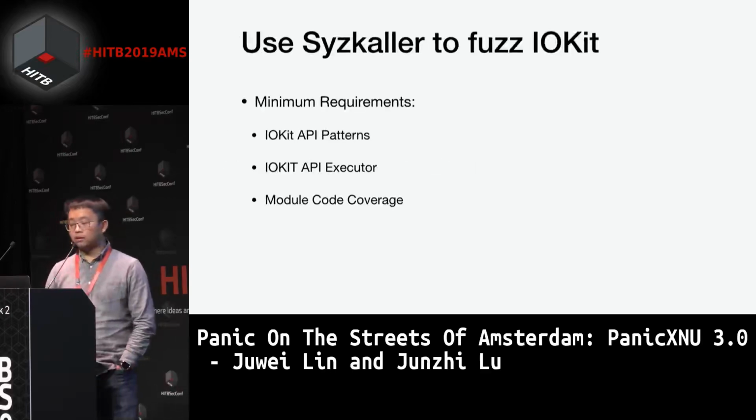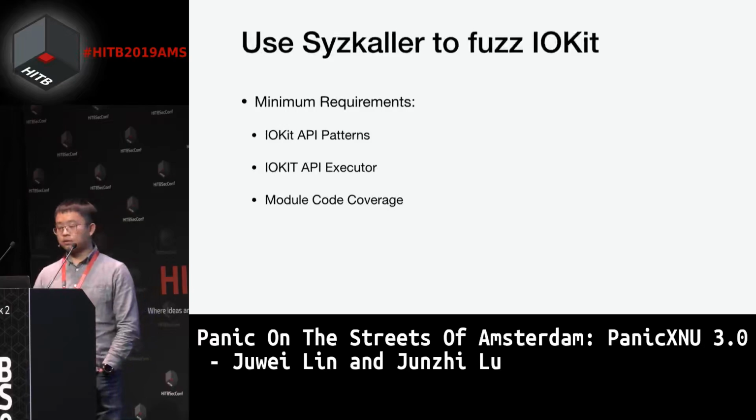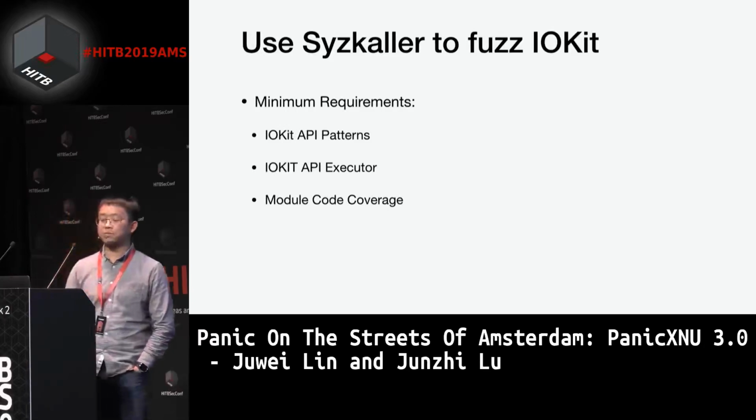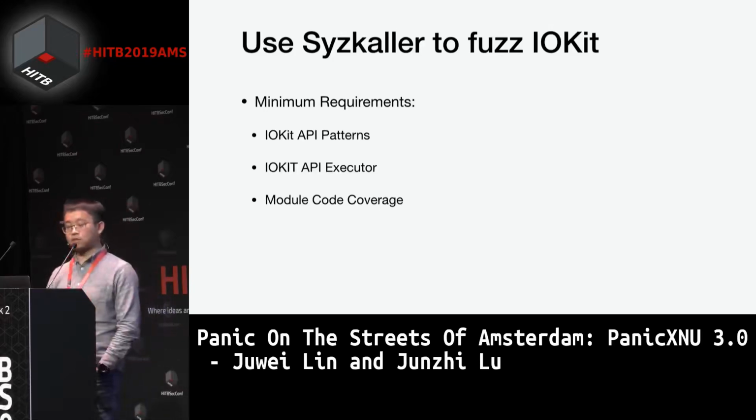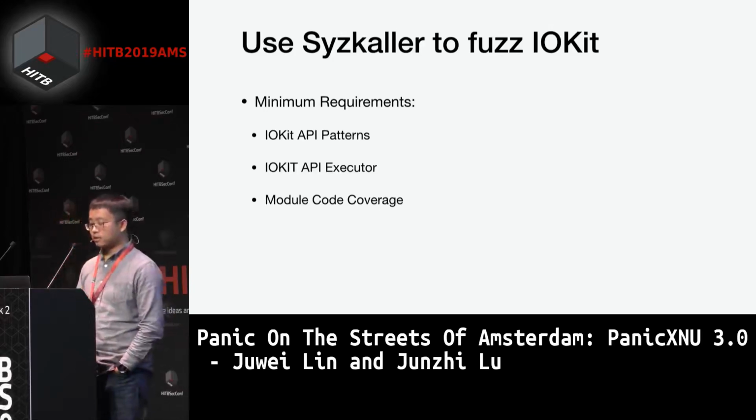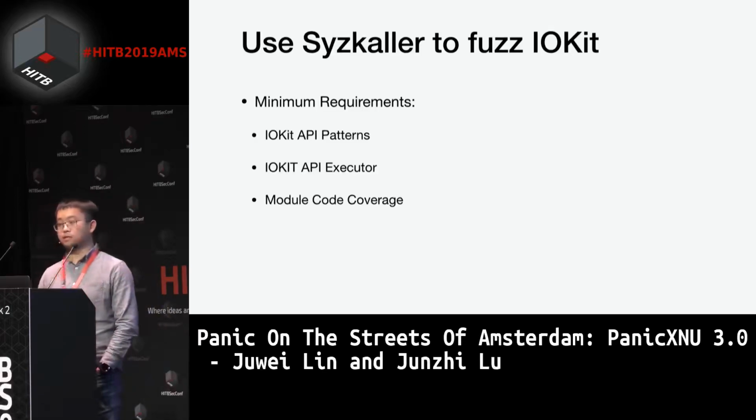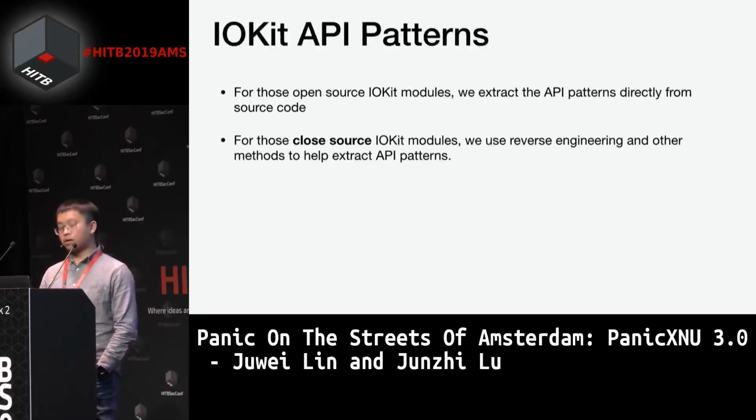Okay, in order to use syzkaller for fuzzing IOKit modules, we must have IOKit API patterns, and we must have the IOKit API executor. And the most important thing is that we must have the module code coverage data. If you don't have the code coverage data, you are not smart, right?